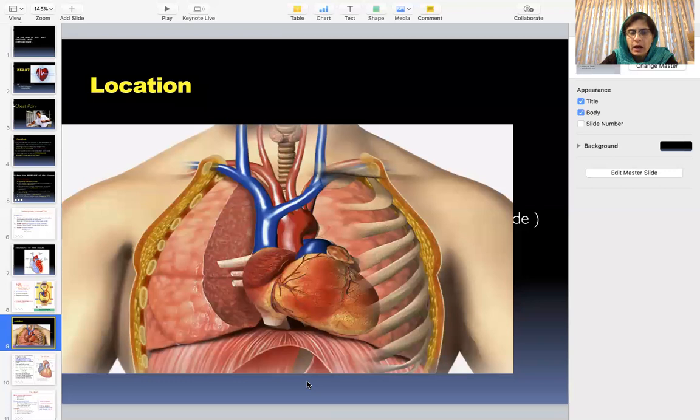Now, where is the heart actually located? It is present in the chest, inside the mediastinum, between the vertebral column and the sternum, between the two lungs. It is located two-thirds on the left side and one-third on the right side, between the vertebral column and the sternum.